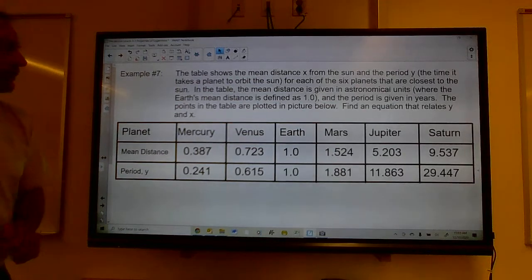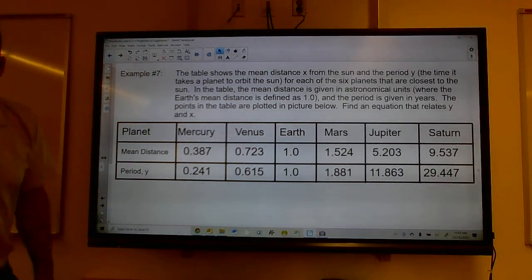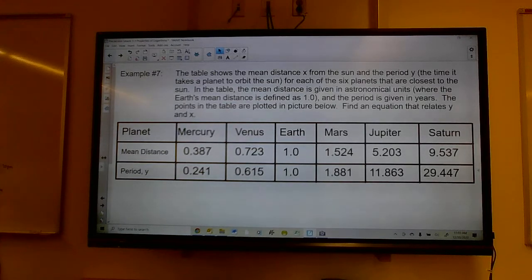All right, this table shows the mean distance x from the sun and the period y, the time it takes the planet to orbit the sun, for each of the 6 planets that are closest to the sun. In the table, the mean distance is given in astronomical units, where Earth's mean distance is defined as 1. So the period is given in years. The points on the table are plotted in a picture below. Find an equation that relates x and y.